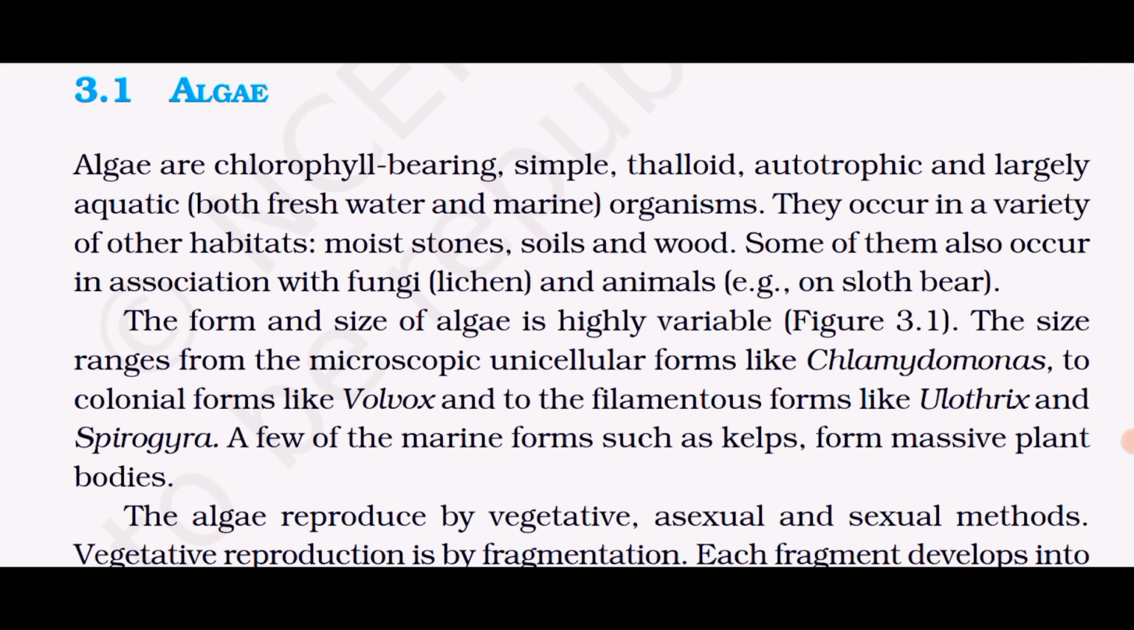The form and size of algae is highly variable. The size ranges from microscopic unicellular forms like Chlamydomonas, to colonial forms like Volvox, and to the filamentous forms like Ulothrix and Spirogyra. A few of the marine forms, such as kelps, form massive plant bodies.